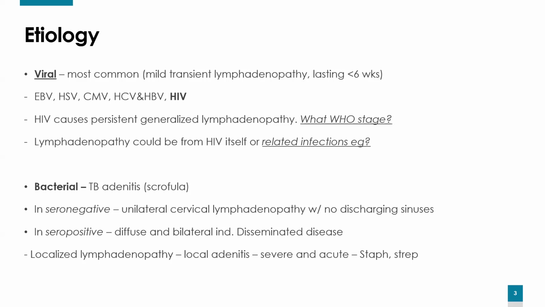So you know HIV causes persistent generalized lymphadenopathy. And you guys did a session on HIV a few weeks ago, I think around 2 weeks ago. So what WHO stage is characterized by persistent lymphadenopathy in HIV? Because this is how you are able to stage these people. When you find a patient telling you they have this kind of lymphadenopathy for this long, you know whatever stage they're in.